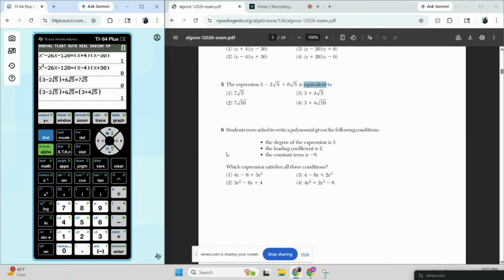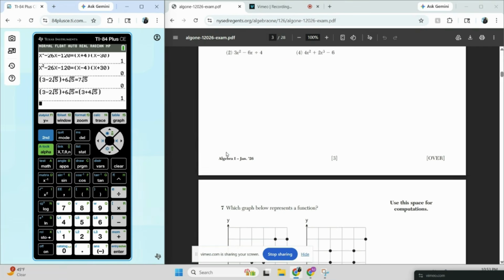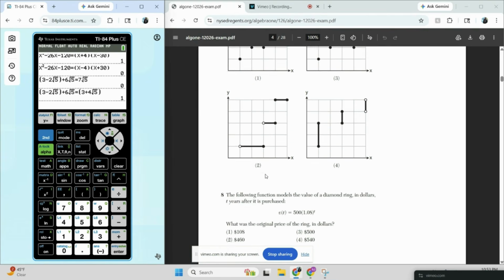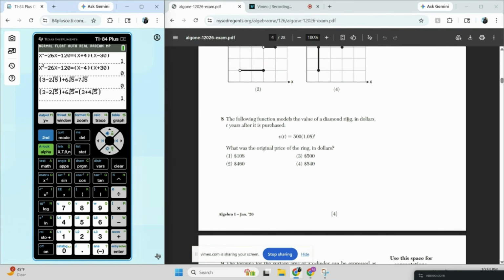Now question 6 is an interpretation question. You cannot do that. Question 7, which represents a function, cannot do that. Question 8, what is the original price? So yes, you can do this in the calculator. The reason why I'm not going to count it is because they have to graph it and then zoom in and out to recognize that you are starting at 500 on the y-axis. So I'm not going to count this as a calculator, but they could do this.